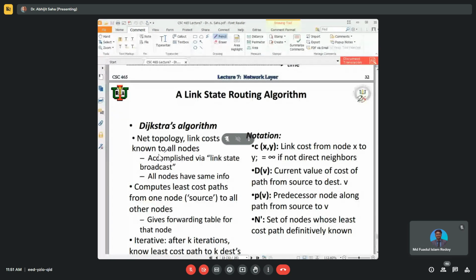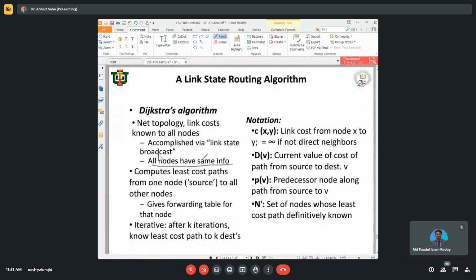So the topology, and the cost from a node to all other nodes, is going to be known, and that is accomplished via the link state broadcast. So all the nodes are going to have the same information about the topology and about the cost. It computes least cost paths from one node, the source, to all other nodes.